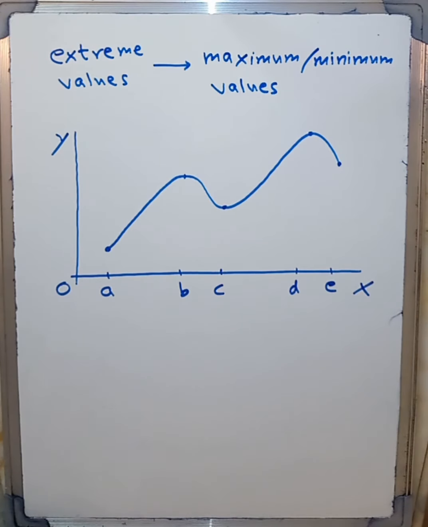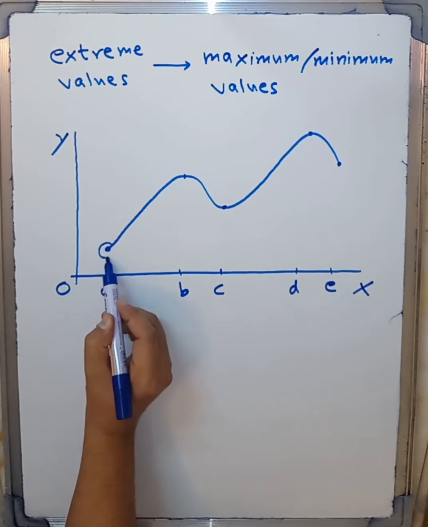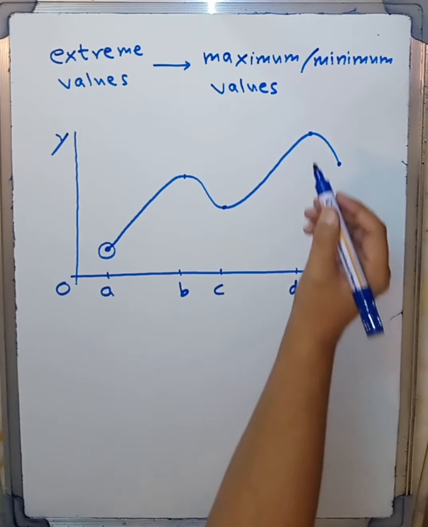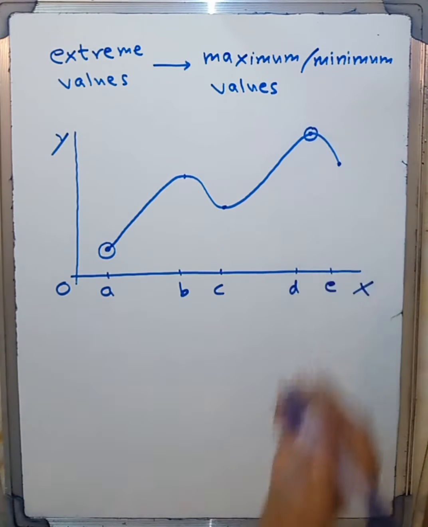Now if we observe the graph, we can very easily say that the lowest point on the graph is the point corresponding to A, and the highest point on the graph is the point corresponding to D. This point is called the absolute minimum, and this point will be called the absolute maximum.